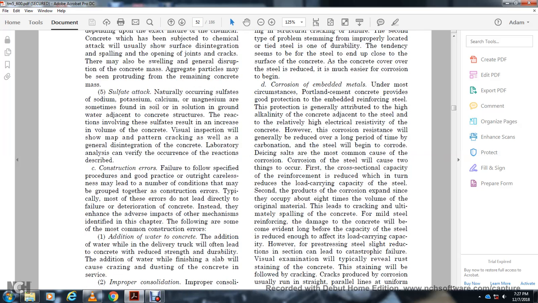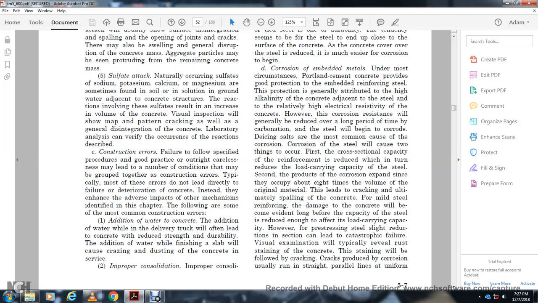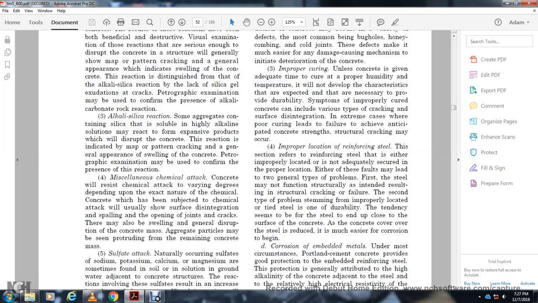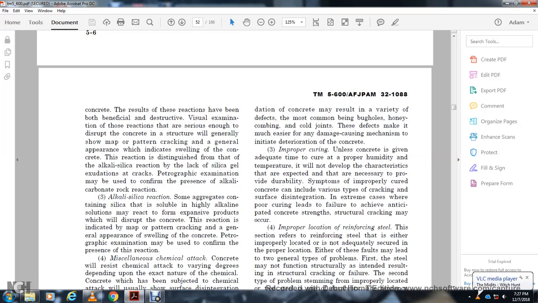The addition of water at the delivery truck often leads to concrete with reduced strength and durability. The addition of water when finishing the slab will cause crazing and dusting of the concrete surfaces. Improper consolidation of the concrete may result in a variety of defects, most commonly plug holes, honeycombing, and cold joints. These defects make it easier for damage mechanisms to initiate deterioration of the concrete.